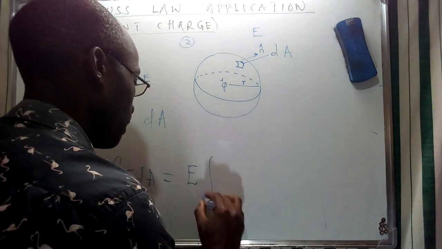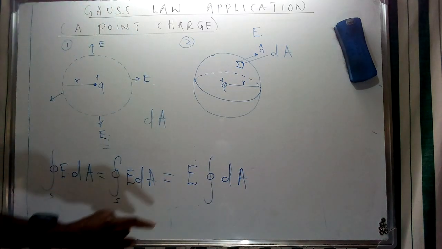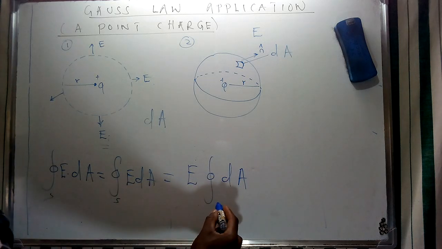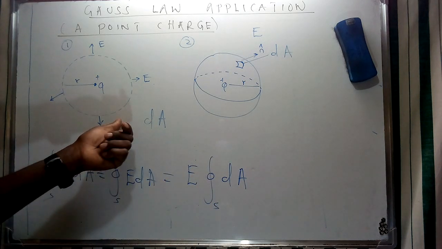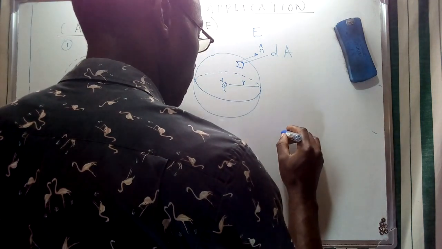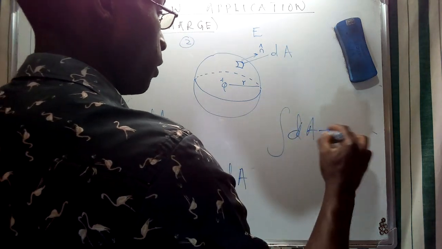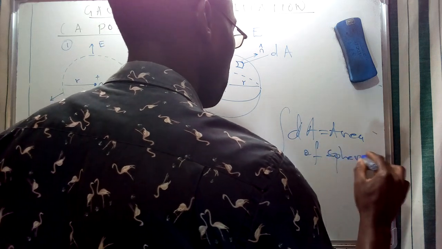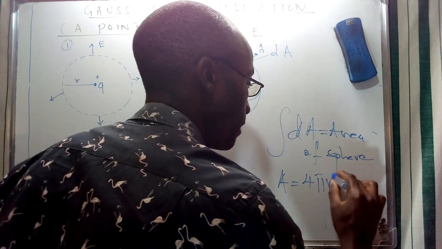Therefore, this is going to be given as the summation over dA. But from a geometrical point of view, this illustrates the area of these specific surfaces. And geometrically, specifically for the sphere, the summation of this dA is going to be the area of a sphere, which is given as area equals 4 pi r squared.